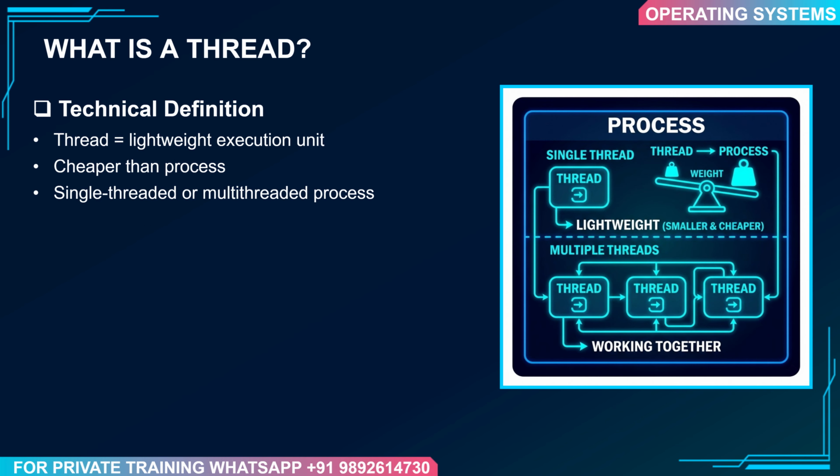In technical terms, a thread is a lightweight unit of execution within a process. Lightweight means it is smaller and cheaper to manage than a full process. A process can exist with just one thread, or it can have multiple threads working together at the same time.